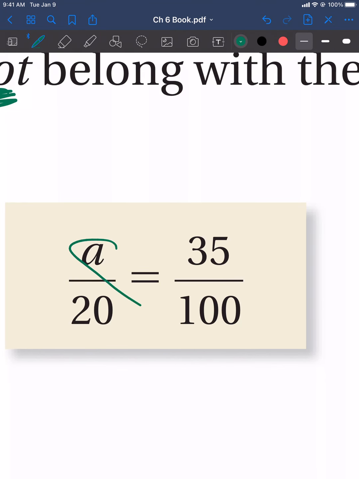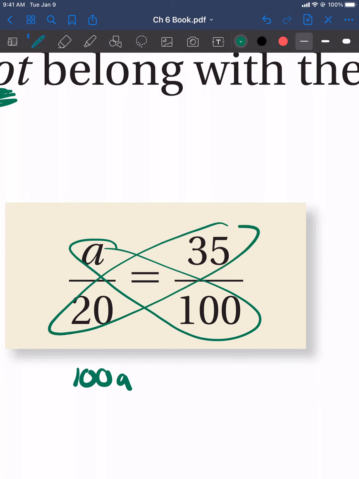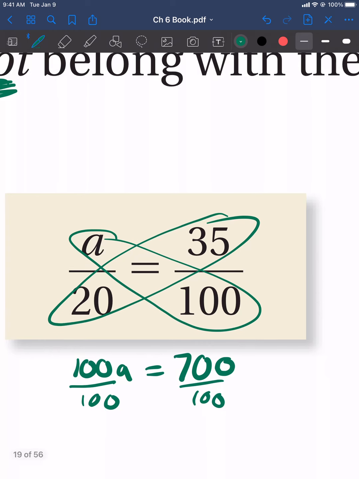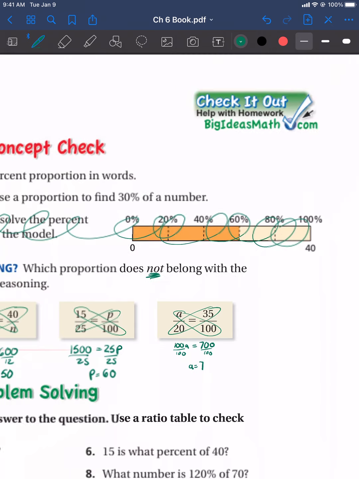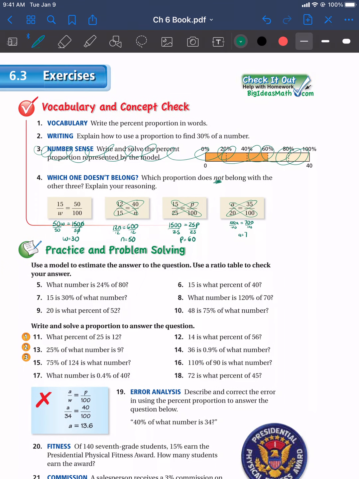Okay, I've got A times 100, and then I've got 35 times 20, divide by 100, divide by 100. A equals 7. Which proportion does not belong with the other 3? Explain your reasoning. Honestly, I don't think that we found a good answer on this one. I don't think solving the proportions helped us at all.